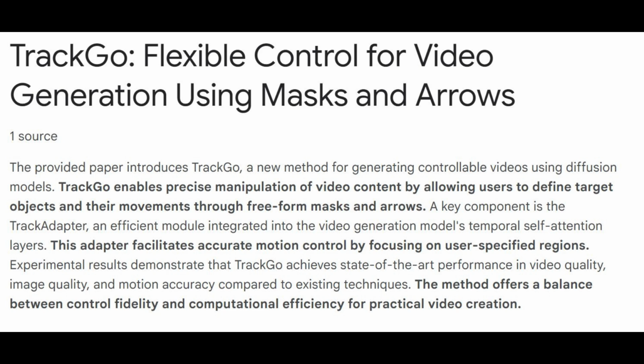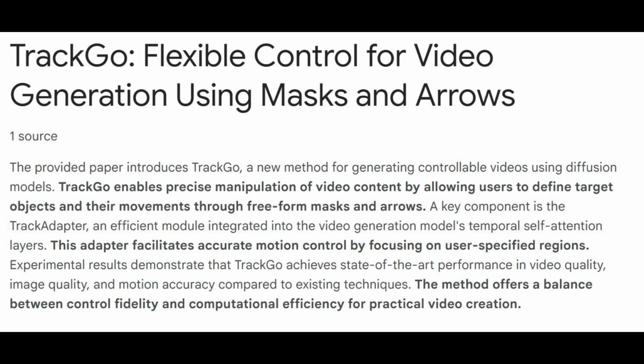Yes. TrackGo takes a totally different approach. Instead of central points or bounding boxes, it uses something called freeform masks. Have you ever used masks in photo editing software? Oh, yeah, all the time. It's like selecting specific areas of an image. Exactly. So with TrackGo, you can literally use a digital brush to paint over the object you want to move in each frame of your video. You're creating a mask that tells the AI precisely what to focus on. That's really cool. So it's like giving the AI a visual guide, showing it exactly what you want to manipulate.